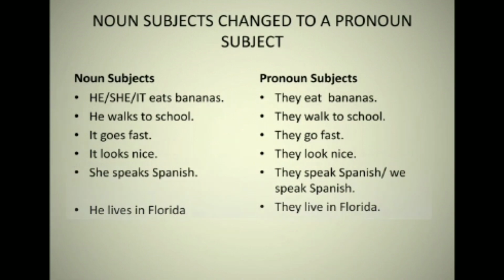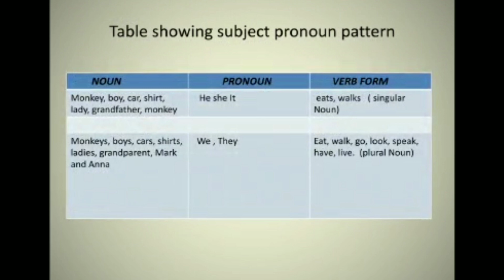So here is a table that shows you this pattern very clearly. If you see the first row, it has singular nouns and the singular pronouns he, she, it. So the verb is in singular form with an s added to the end. In the second row, we see plural nouns along with two plural pronouns we and they. So the verb is also plural, without the s. You might have noticed that there are two important pronouns missing here, that is pronoun I and you.